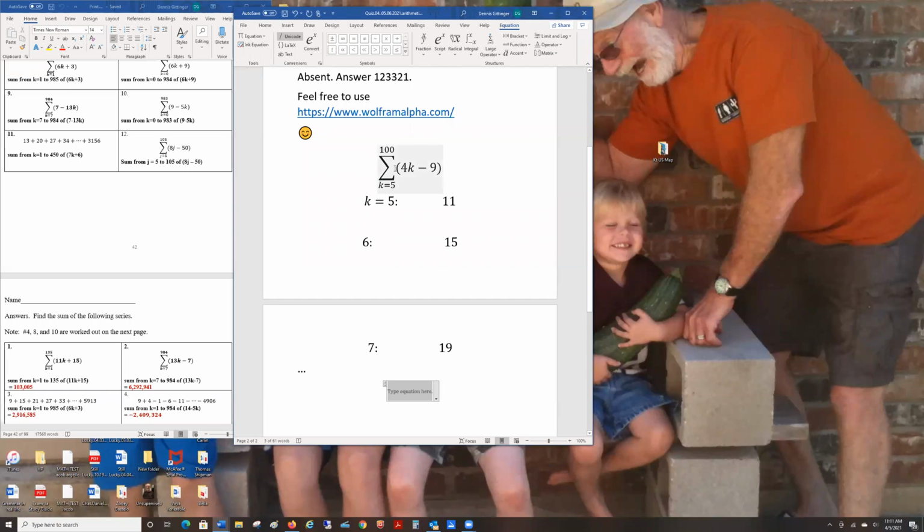Let me put my phone on stun here. Phaser's on stun.